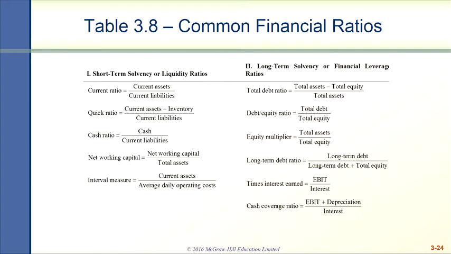So we have the short-term solvency, looking at the current ratio, quick ratio, cash ratio, and also we look at the net working capital, which is net working capital divided by the total assets. And also we have the interval measure, which is the current assets divided by average daily operating costs. We have the long-term solvency, which looks at the total debt ratio, debt to equity ratio, which is the capital structure, equity multiplier, the long-term debt ratio, times interest earned, and also cash coverage ratio.